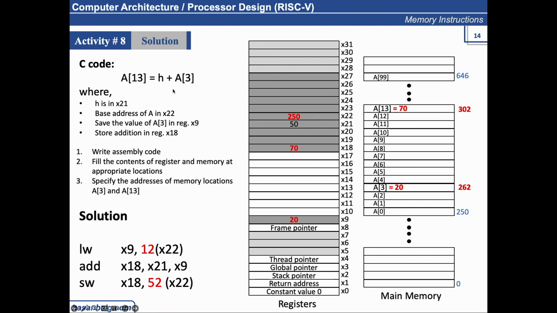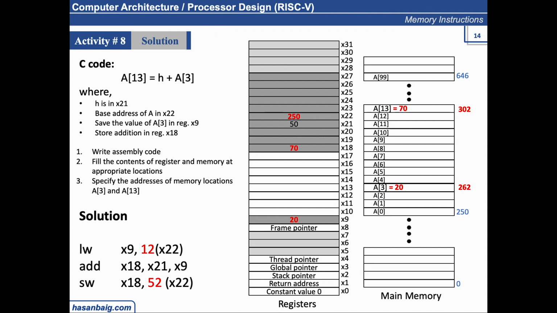Next we need to save the result back to this memory location, A13. In order to store data from registers to memory, we use the store instruction, store word. SW itself says that we are storing a word. Similarly, LW corresponds to load word. You are actually reading the entire word.